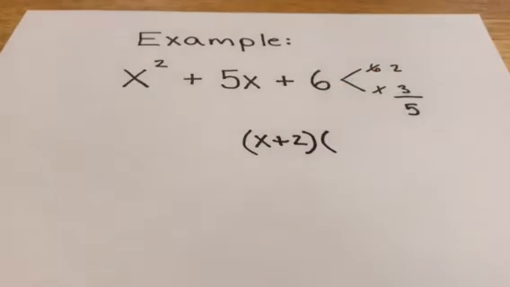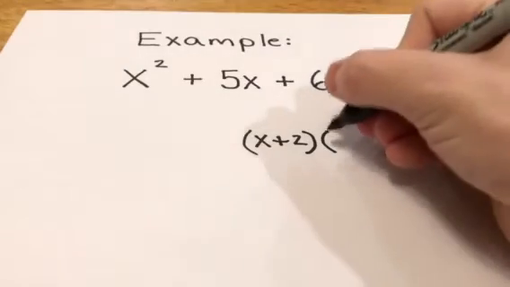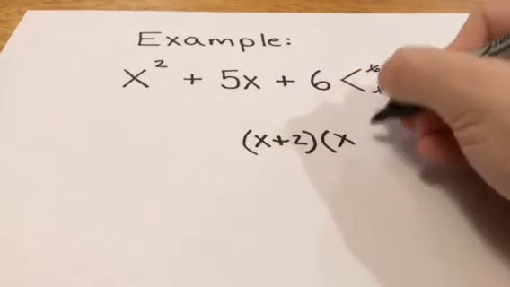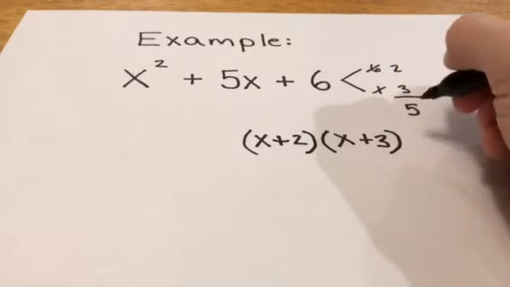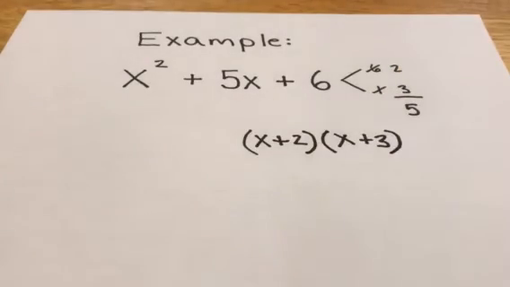Go ahead and end your parentheses, and we're going to start a new one. Now we got to get that 3. Go ahead and close up your parentheses, and that's how it's done. X squared plus 5x plus 6 factors down into x plus 2 times x plus 3.